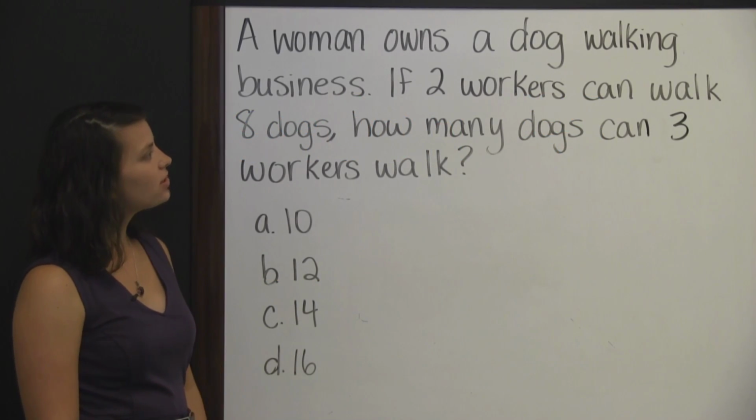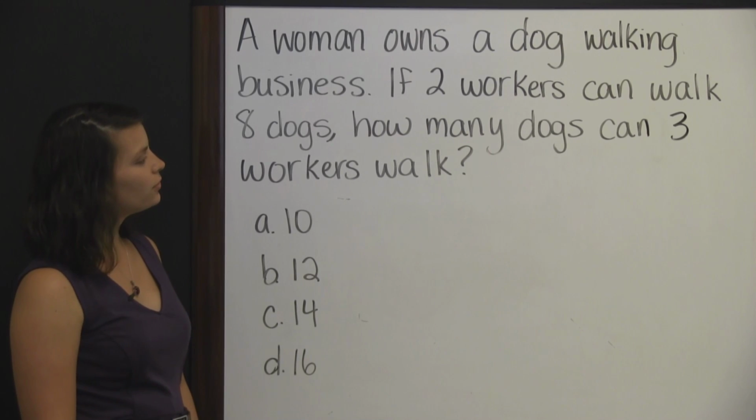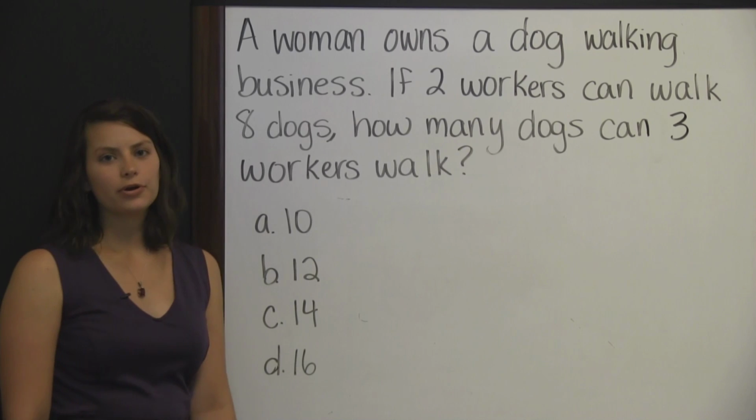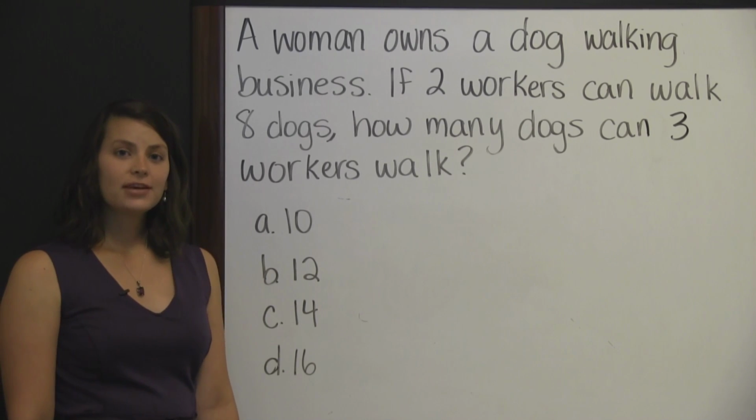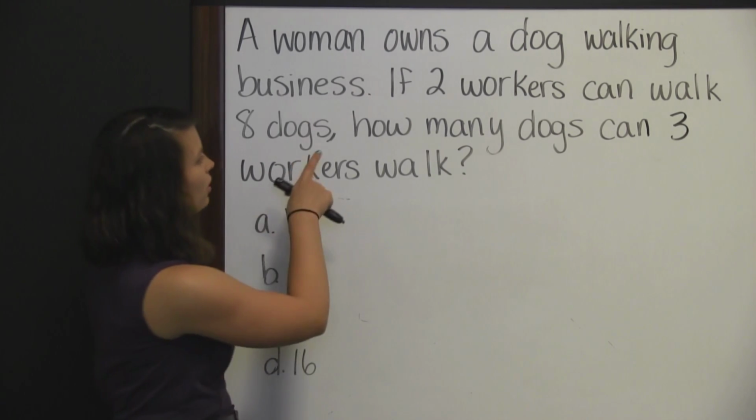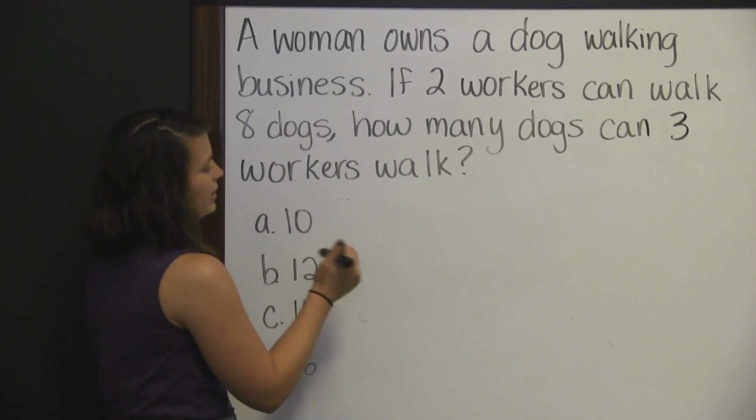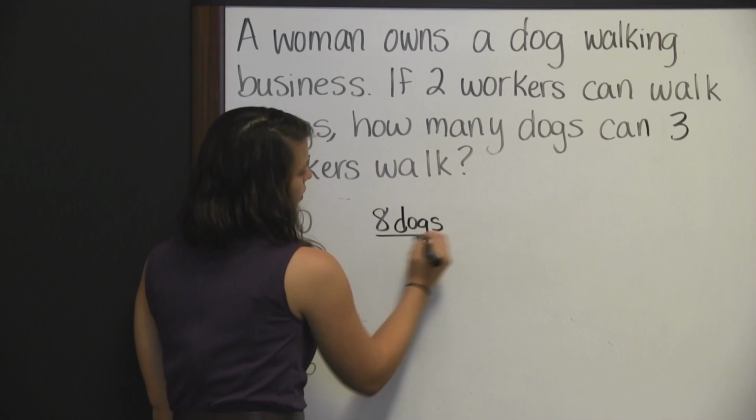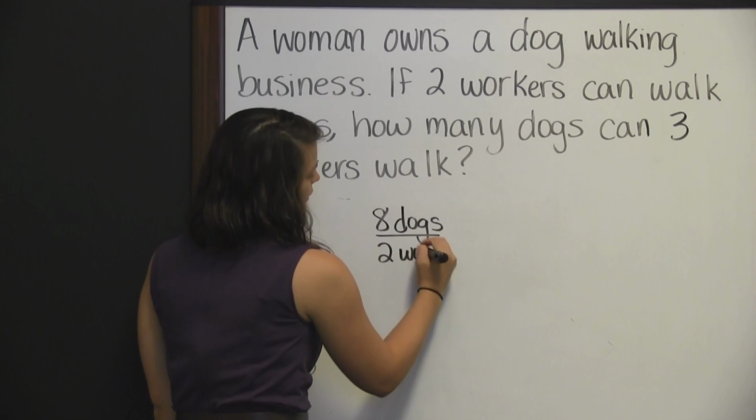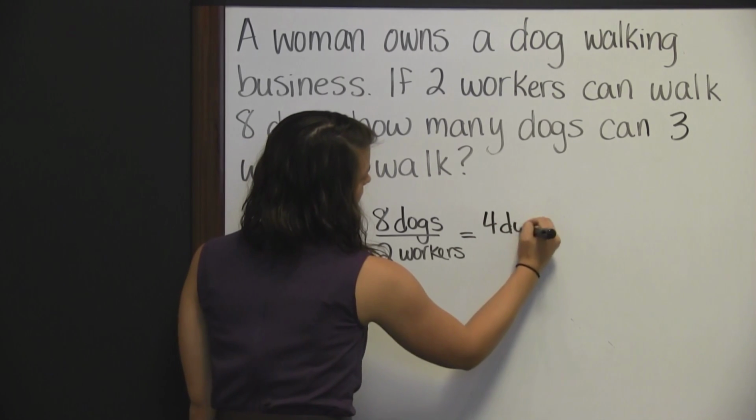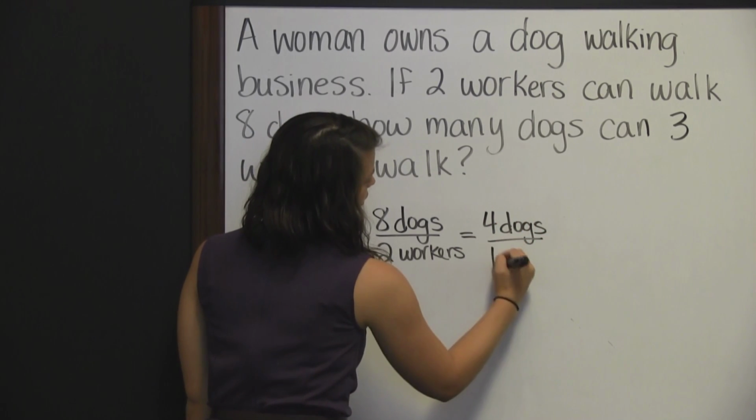A woman owns a dog walking business. If 2 workers can walk 8 dogs, how many dogs can 3 workers walk? The first thing we need to do is determine how many dogs 1 worker can walk. So we'll start with 2 workers and 8 dogs. So 8 dogs are walked by 2 workers, which is 4 dogs for every 1 worker.